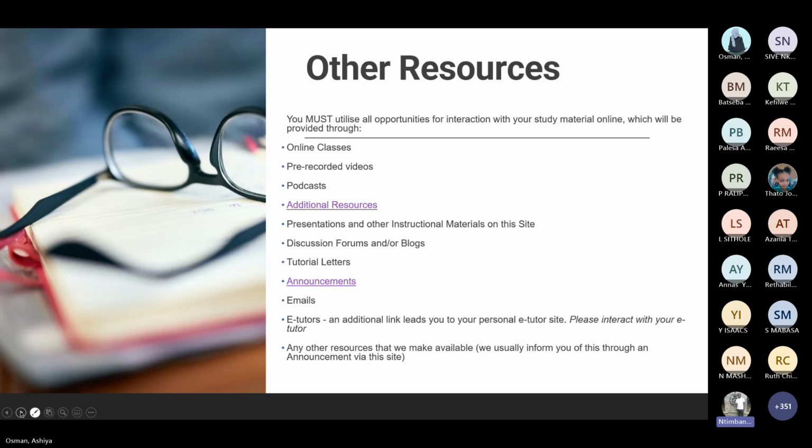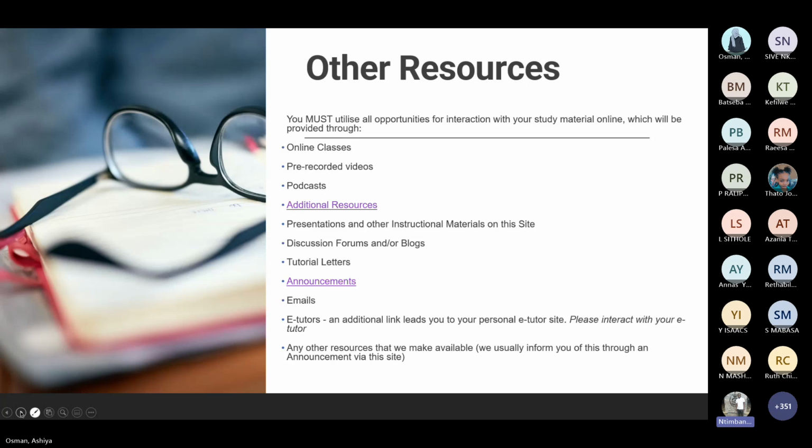On that site, you will also have access to additional resources, where you find additional material. These recordings are included there too, along with the study guide, the various learning units, and any other material we consider necessary for this module. We put them all on additional resources.